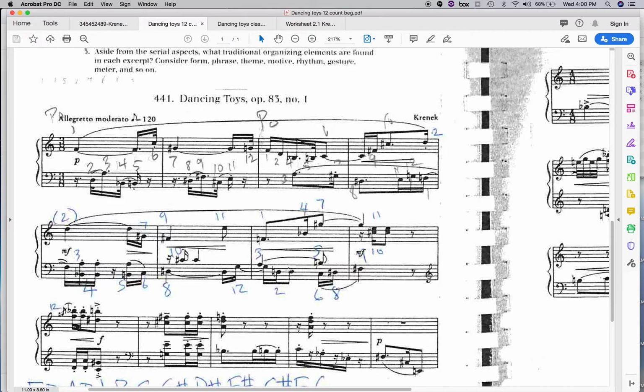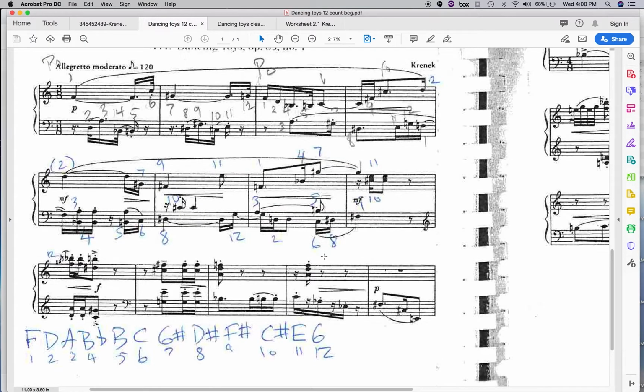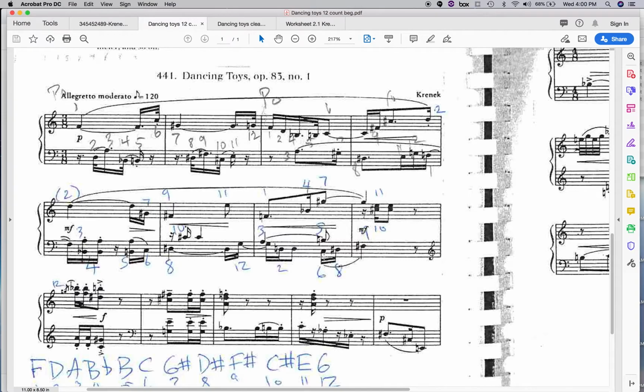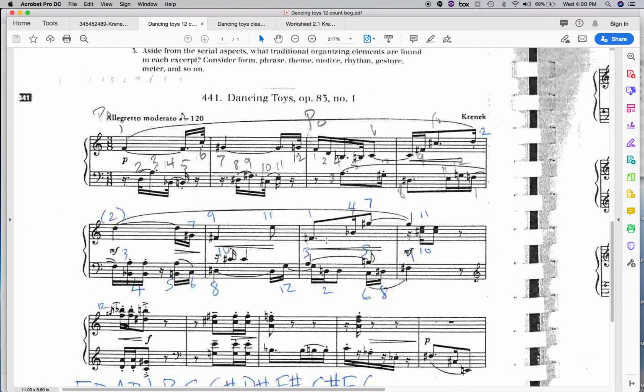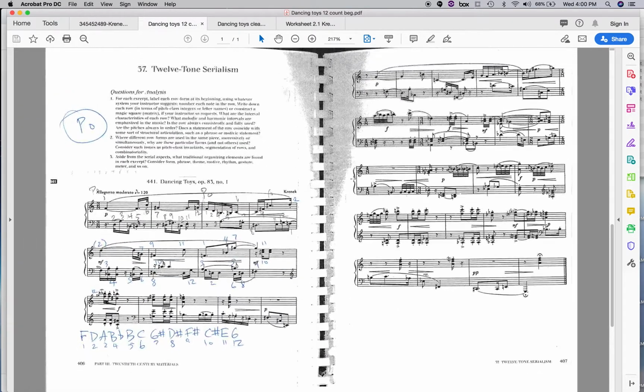D, where are we? A, well, you can see this kind of goes out of order. A, B flat, B, etc. Well, what's happening here? This entire piece only uses the P0, okay, from start to finish, and it only has one row form at a time. So that's basically the concept here.